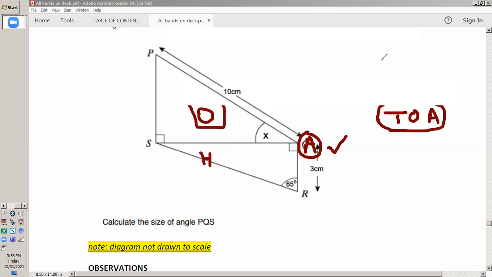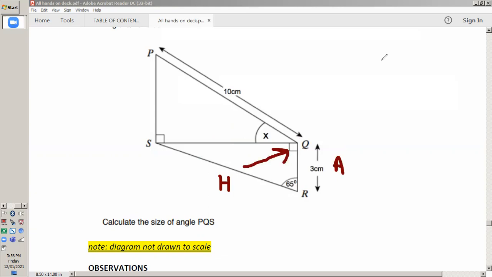All right, since we have labeled the triangle, we need to determine which trigonometric ratio we're going to use. Is it sine, or is it cos, or is it tangent? We're going to use the acronym SOHCAHTOA.